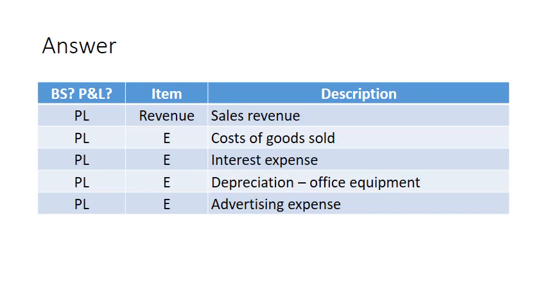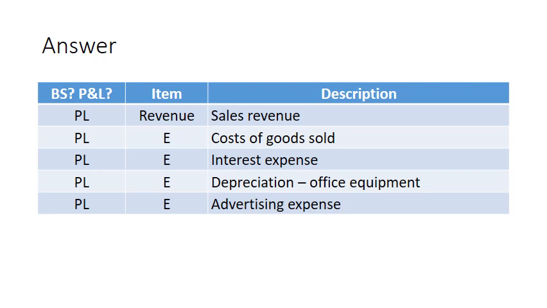Next, we have sales revenue. Take note, the word revenue is basically income. So this definitely will fall in your P&L. We know that the P&L has basically three elements: revenue, expenses, and profit. So this is P&L revenue. Next, we have cost of goods sold. Obviously it is P&L, an expense. Interest expense, the word expense is there, so it's an expense and it falls under P&L.